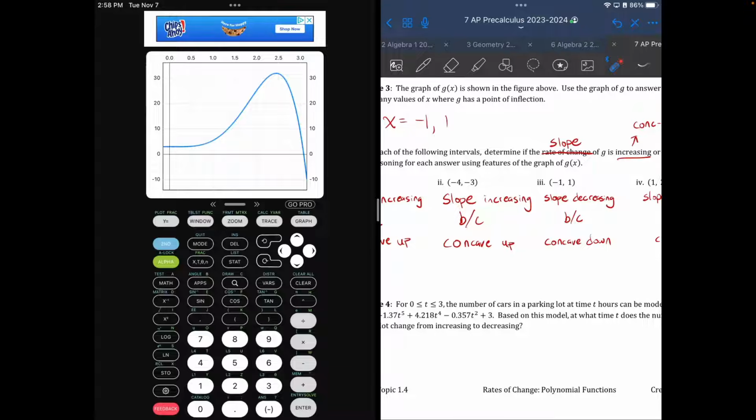Wait, you did a minus sign here, it needs to be a negative sign.